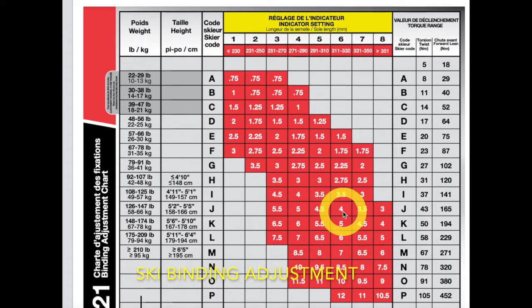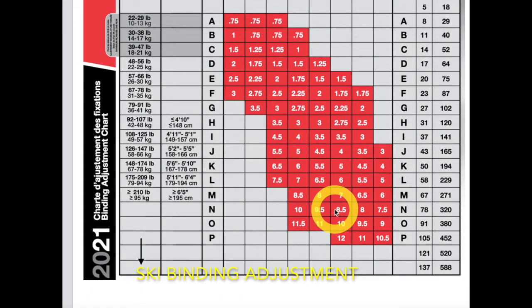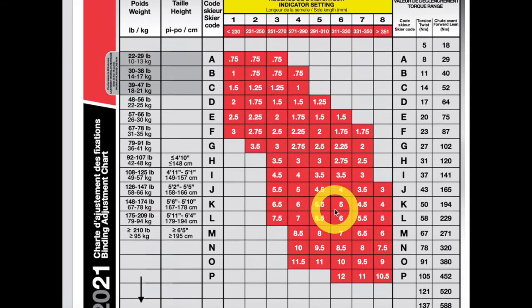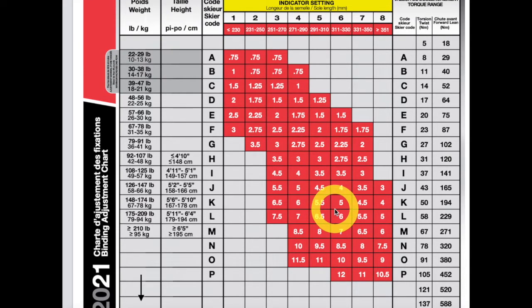Welcome, Tim. So this is the Rossignol 2021 DIN setting chart, and I just want to run through the way it works. So I'll use myself as an example.